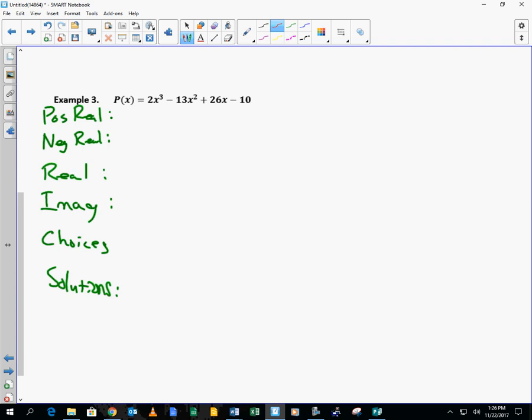Positive real, how many sign changes? 3. Okay, but for 1, okay, before when I came up with 1, you can't subtract 2, you can't go negative. Negative real, I got to plug in a negative x, and I get negative 2x cubed minus 13x squared minus 26x minus 10. How many sign changes are there? There's none of them. So how many real do I have? 3 or 1? Because you have 3 and 0 or 1 and 0. So suppose I had 3 real roots. How many imaginary would there be? None. Suppose I had 1 real root. How many imaginary would there be? 2.